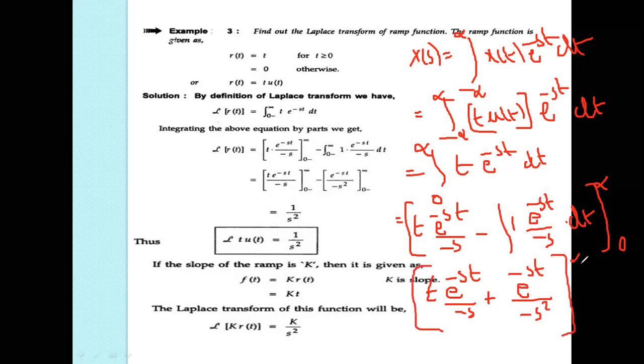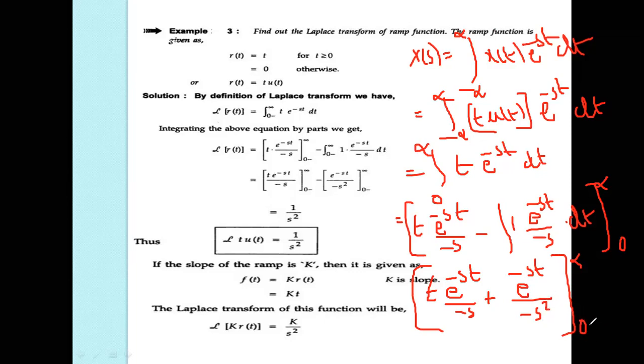So apply the limits of infinity and zero. First of all, if I am applying infinity, e power minus infinity is zero, and e power minus infinity is zero, so the first two terms become zero. In the lower term, you can apply: the first term is zero because it's a t. And the last term, e power minus s into t, that t value is zero, so it is 1. And in the denominator, we have s square.